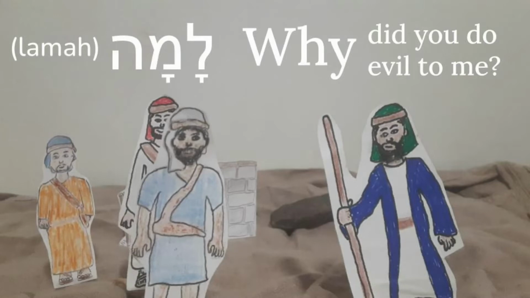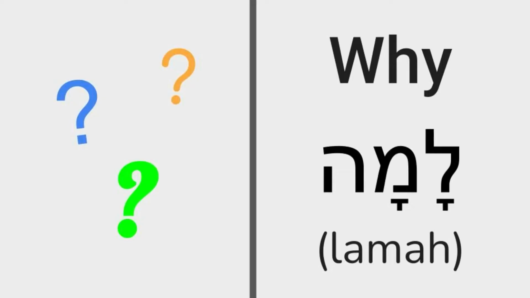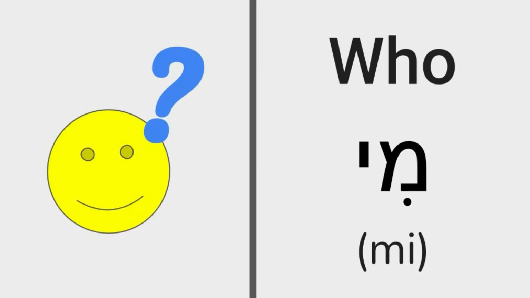One way to know if something is a question is if it has the question words: who, what, when, where, why, and how. In this week's story, Jacob asks his sons, "Why, Lama, did you do evil to me?" Lama is the Hebrew word for why. Repeat it after me. Lama.